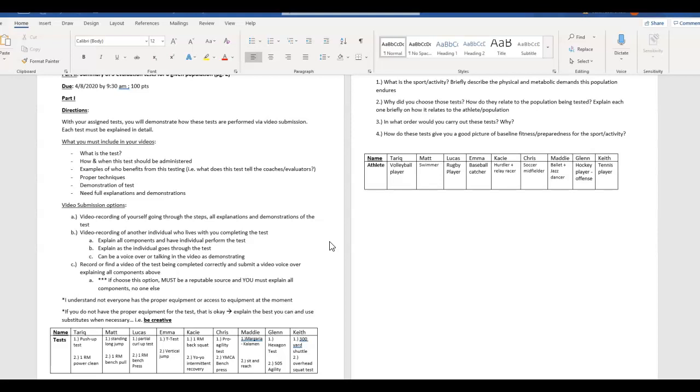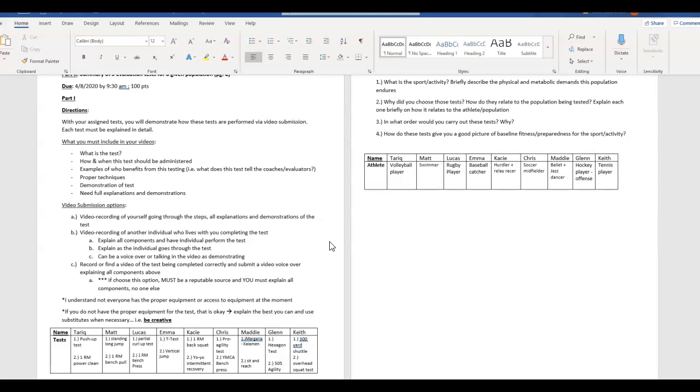So you've each been assigned two tests that you need to demonstrate and explain, and these will all be posted up on Blackboard so everyone else can see them, okay? So what you must include in your videos: what is the test? So make sure you're talking about what is the test. When you start off, you must say, okay, this is the yo-yo intermittent recovery test, and then explain how and when this test should be administered, and then examples of who benefits from this testing.